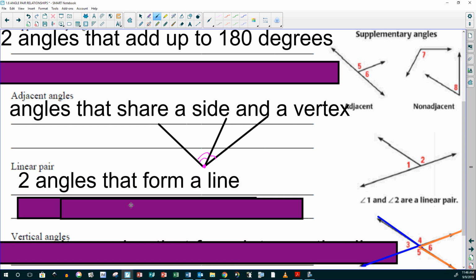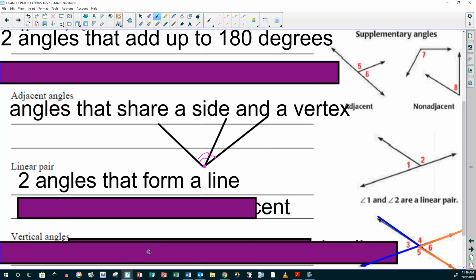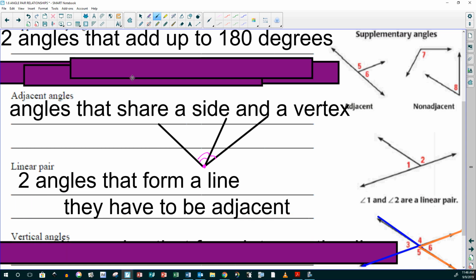The next word is linear pair. A linear pair are two angles that form a line. And the thing with that is that they have to be adjacent. In order to be a linear pair, they have to be adjacent. All linear pairs are adjacent, but not all adjacent are linear pairs. Because, for example, the picture I just drew, this is not a linear pair, but they are adjacent. So do you see how it's true one way, but not the other? Okay.